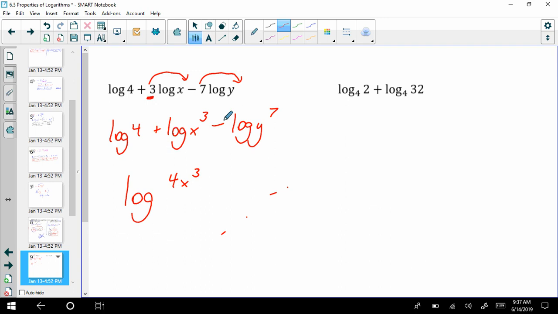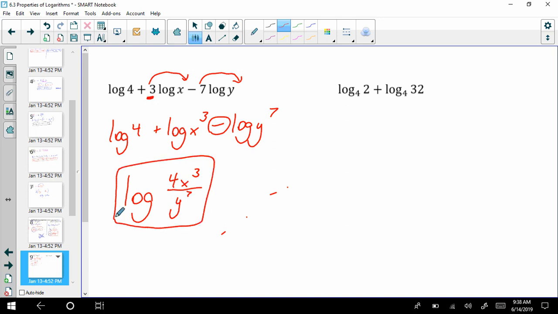Between the back 2, there was subtraction. So that's going to become division. And again, a good rule of thumb, and this will not steer you wrong, if there's subtraction in front of it, that item must end up in the denominator. So here would be my condensed form.